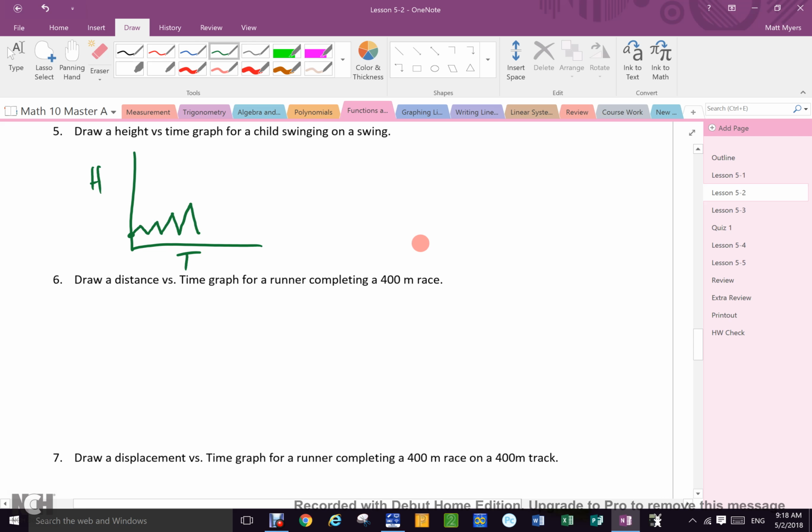Everybody good? All right. Try the next one. Look at the definition. Try to draw the graph. Go.